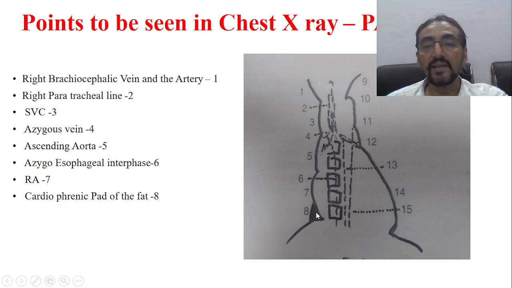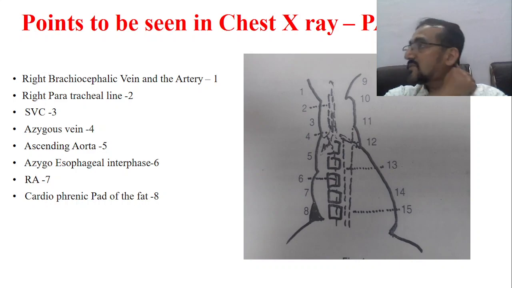Now this area present over here corresponds to the cardiophrenic pad of fat. This is nothing but fat, and this is actually the cardiophrenic angle. Cardiophrenic angle is number 8. So this area, and this is the fat which is present there. So this is understanding the structures on the right side.